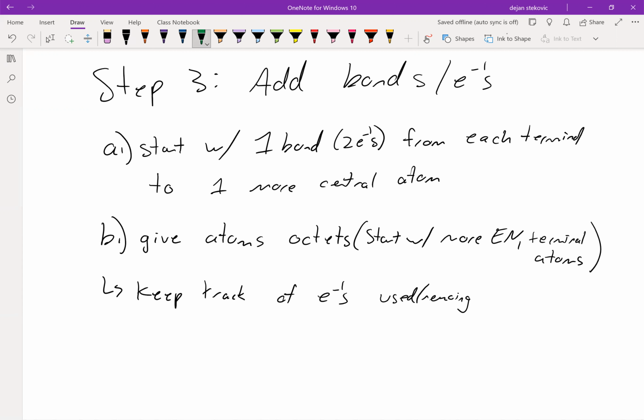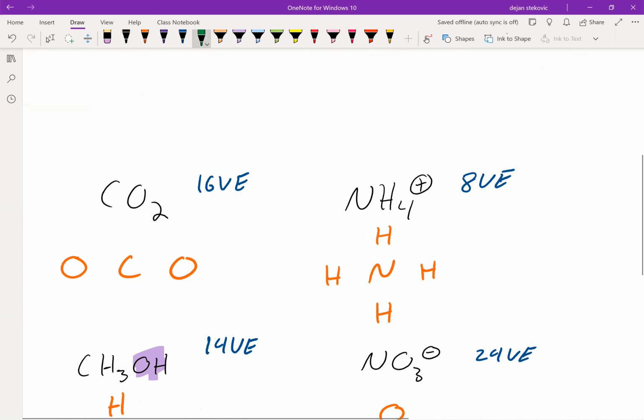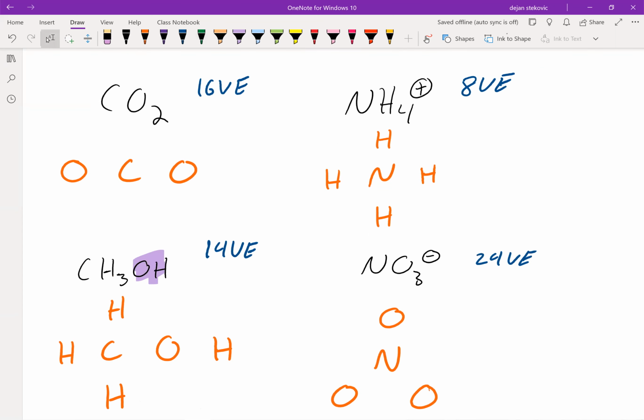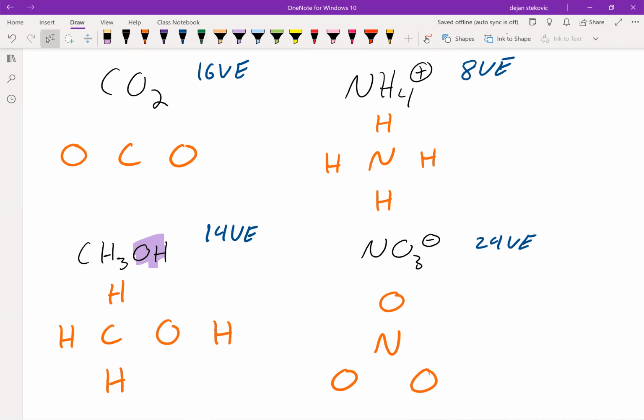Let's go ahead and go through step 1 and start adding bonds to things. So I've copied this down from our previous slide, and then I've added the valence electrons that we previously calculated as well. First thing I'm going to do is just draw a bond between each terminal atom to a more central atom. So there's one there and then one there. And then remember, each bond is 2 electrons. So that would subtract out 4 from here, leaving us behind with 12.